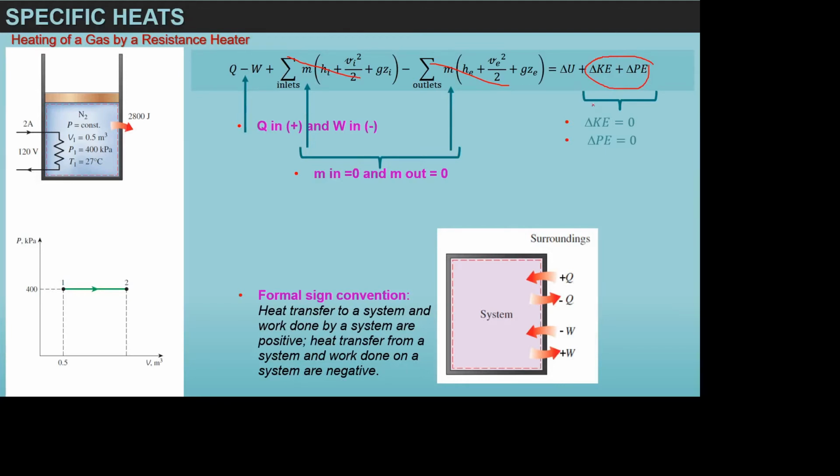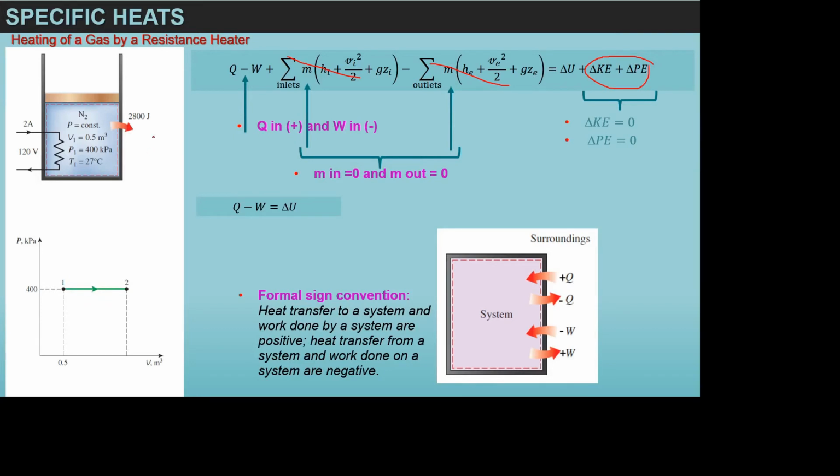Since the energy coming into the system or going out of the system, and the kinetic energy and potential energy of the system are equal to 0, we have this equation as our energy balance equation. So this is a generic energy balance equation for any closed system. Now let's consider our system.